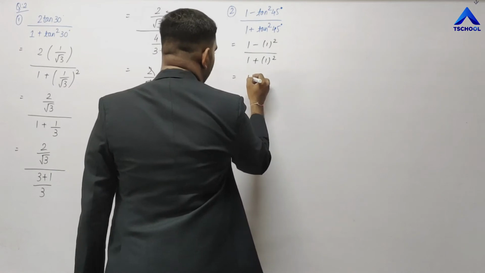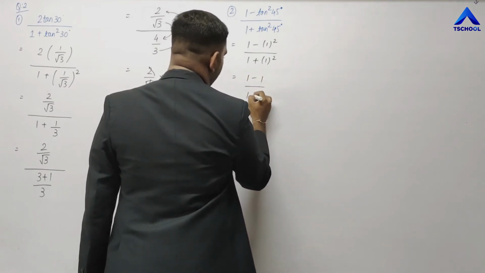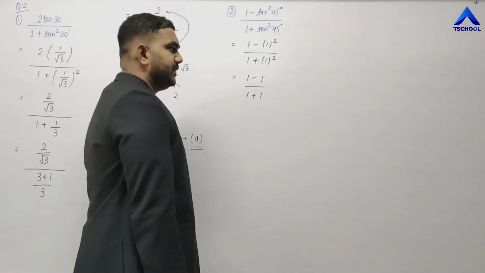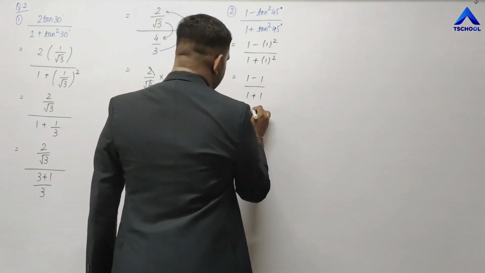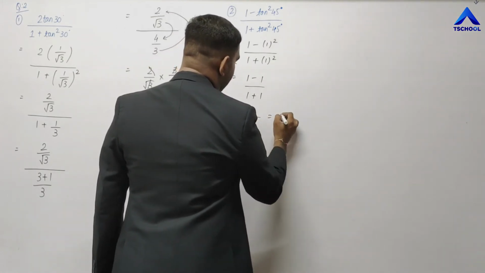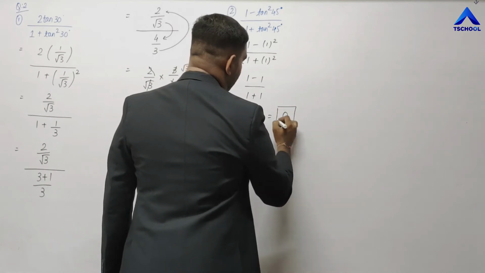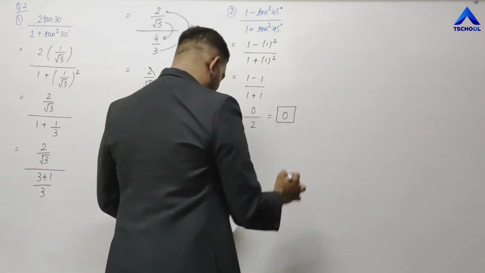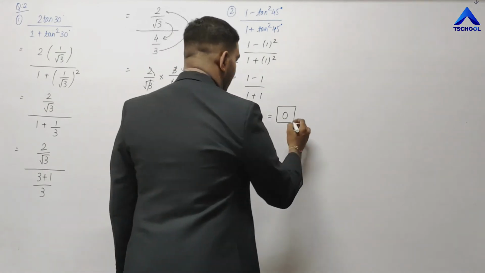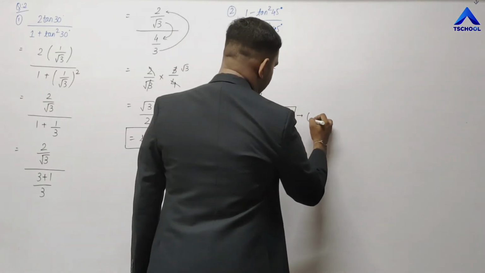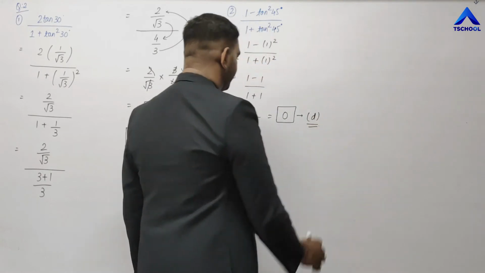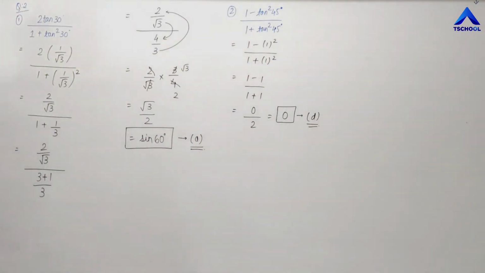So that is equal to 1 minus 1 square is 1, upon 1 plus 1 square is again 1, which is equal to 0 upon 2, and that is 0. And I think you have an answer like 0, which is option D. So the answer here is option D, 0. Okay? Is it clear or not? Okay.